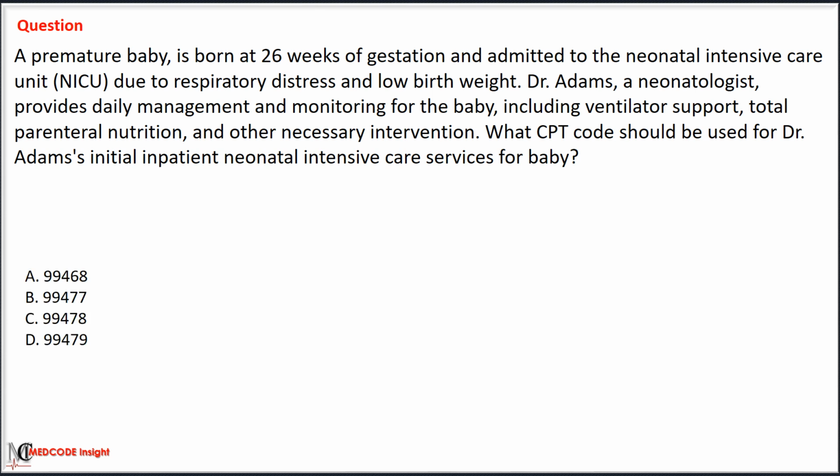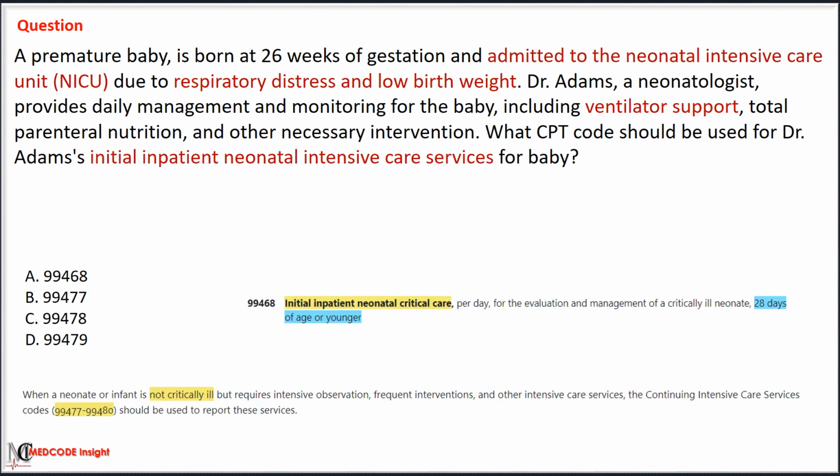Option A with the code 99468. Option B with the code 99477. Option C with the code 99478. Option D with the code 99479.